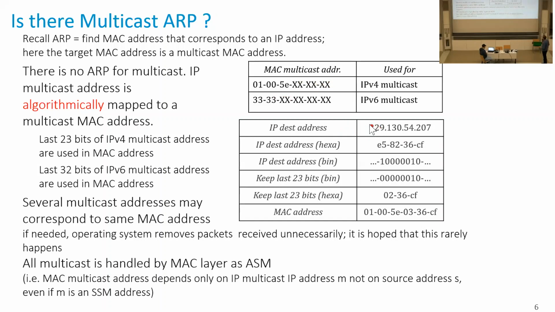For example, if we have an IP destination address that is multicast, the rules say that you take the last 23 bits and put them into the space for those 23 bits, and the other one is put to 0 in this MAC address. So of course you need to translate from decimal to binary or to hex, and this gives you this here. So in other words, the mapping from the IP address to the MAC destination address when it's multicast is algorithmic. So we don't need ARP. We don't need to ask what MAC address corresponds to this multicast address. It's purely algorithmic.